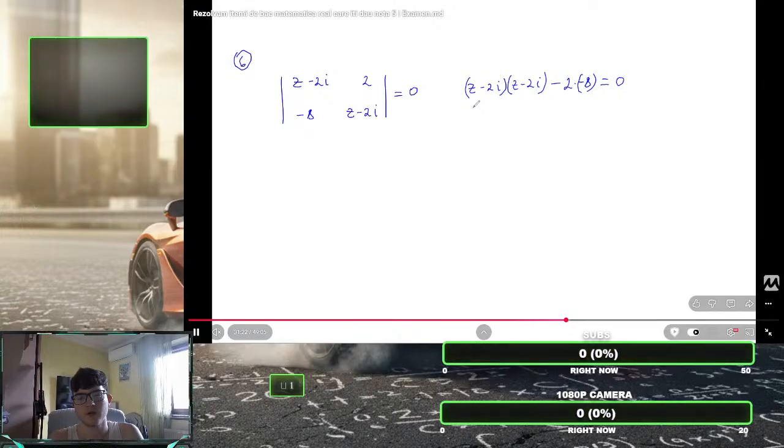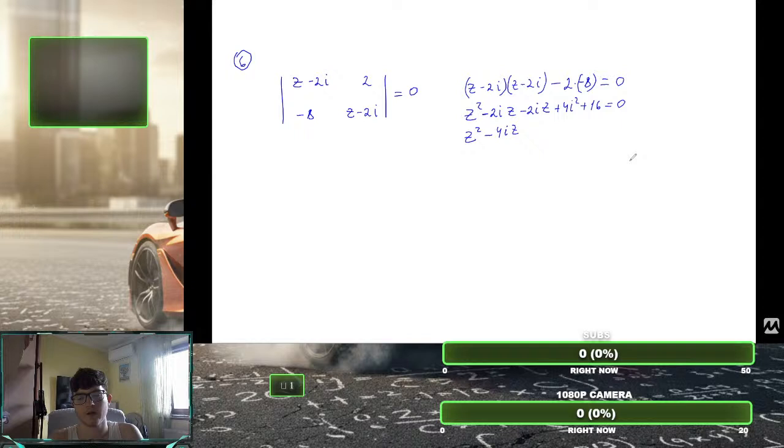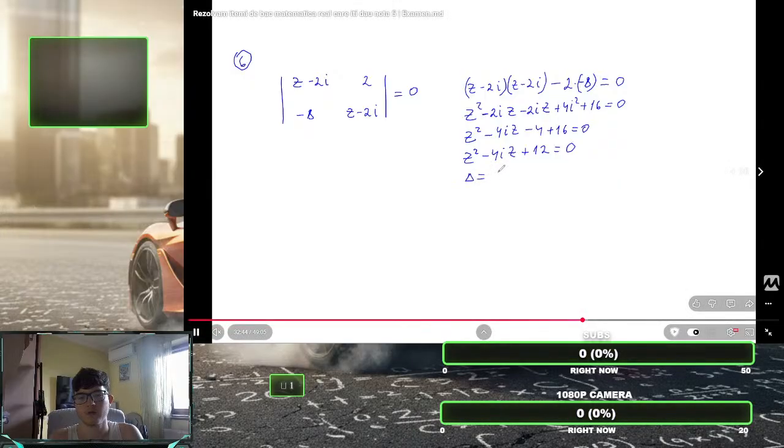Z minus 2i all to the second power, because it's twice like that. Anyways, you can multiply term by term and you're going to get the same result. Remember that i to the second power is -1, so you just flip the sign and so on. So you will have this right here, and you get this canonical form. Now you just do the delta.